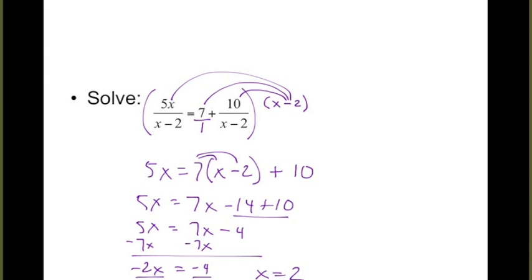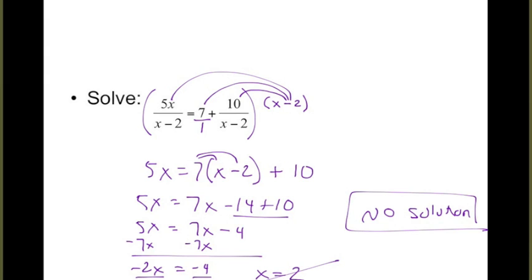What happens if we plug in 2? We get 0 on the bottom. 2 minus 2 is 0. We're not allowed to divide by 0. So that means this answer doesn't actually work. And since that's the only answer we got, there is no solution to this problem.